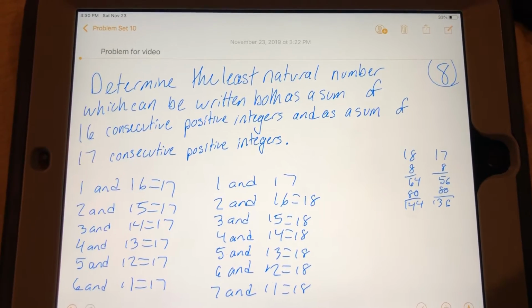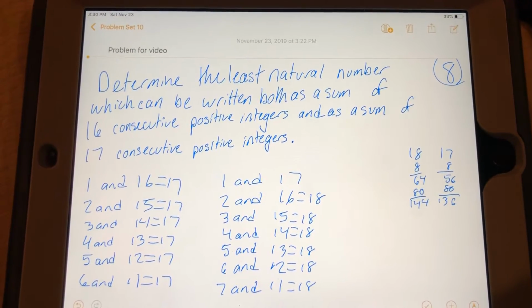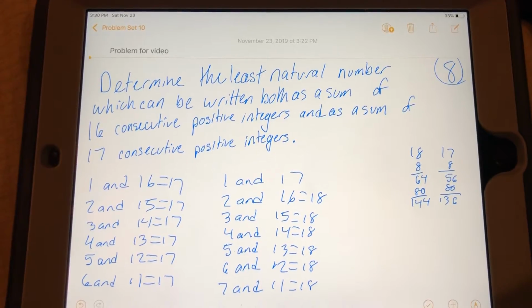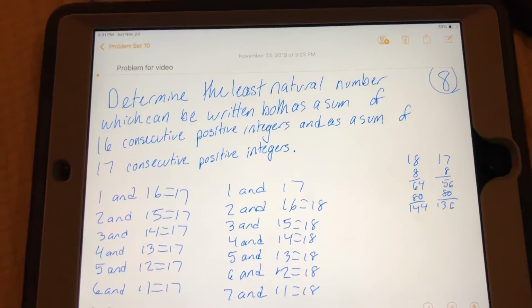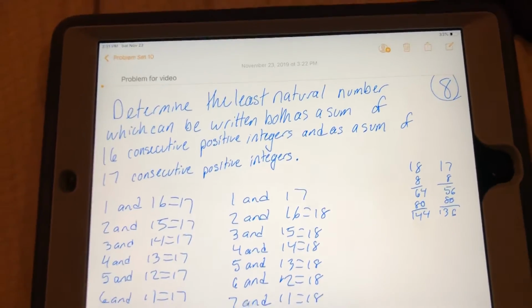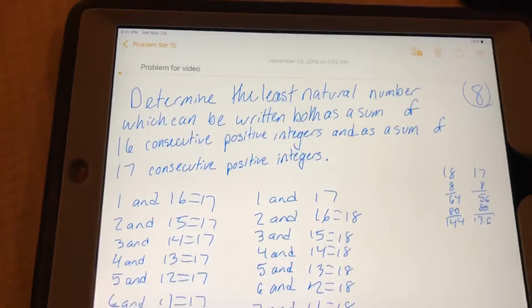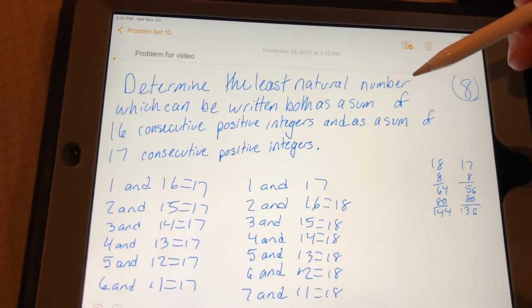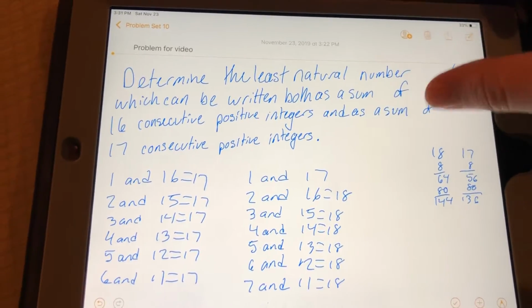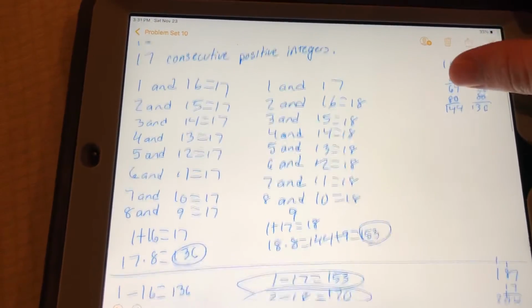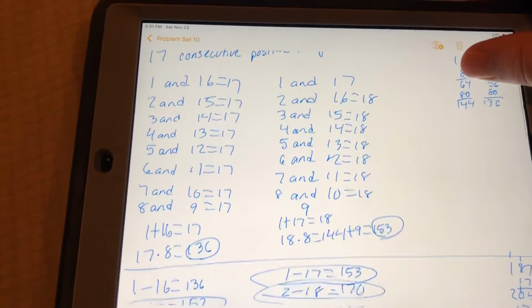Hey guys, I got number 8 here that states: determine the least natural number which can be written both as a sum of 16 consecutive positive integers and a sum of 17 consecutive positive integers. First thing I did was look at the fact that it says the least natural number, and the least natural number just means the smallest positive integer. So that's nothing different from what we've dealt with before.